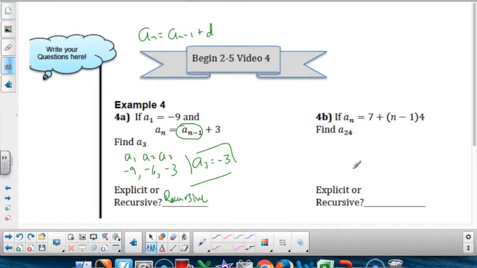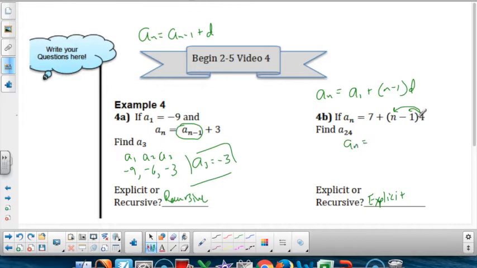Over here, I have an n minus 1, but it's not an a sub n minus 1. So this is going to be explicit. Again, remember that the formula, which you don't have to memorize, for explicit looks like this: a sub n equals a sub 1 plus n minus 1 times the common difference. Now, sometimes you'll see it written like this, and you'll know that it's explicit because it looks just like the formula. Sometimes, though, we might ask you to identify an explicit one that's already been simplified.